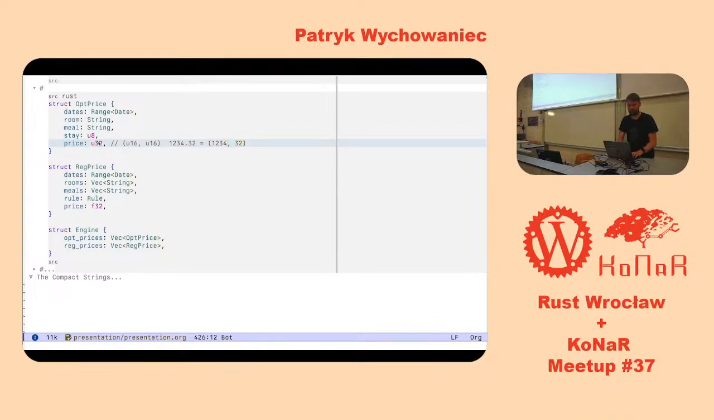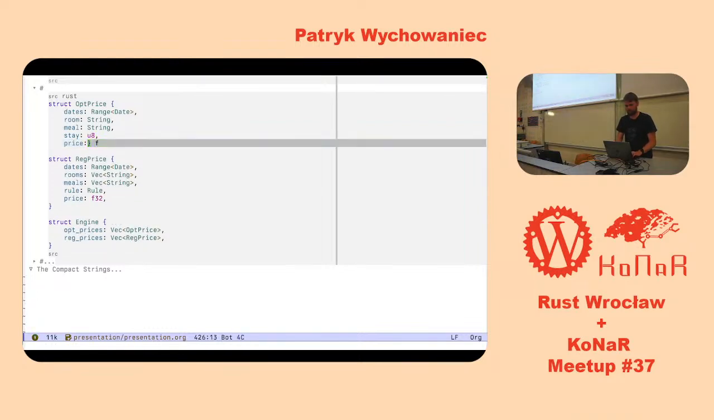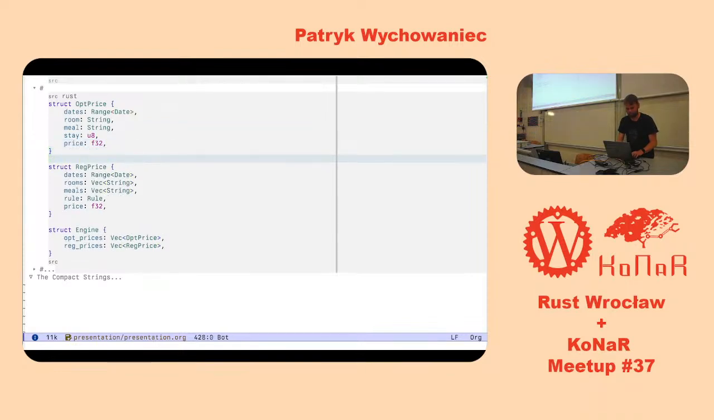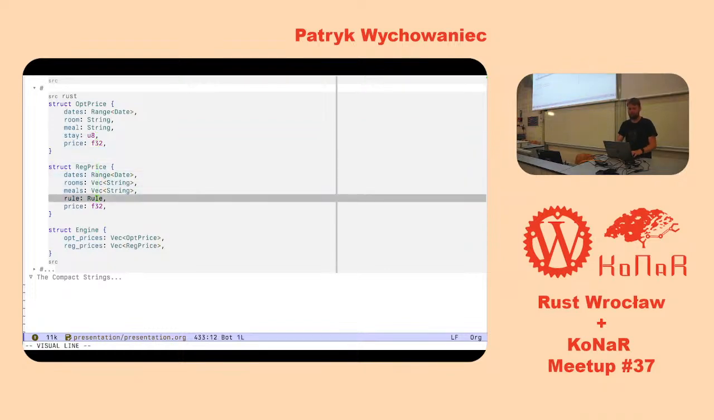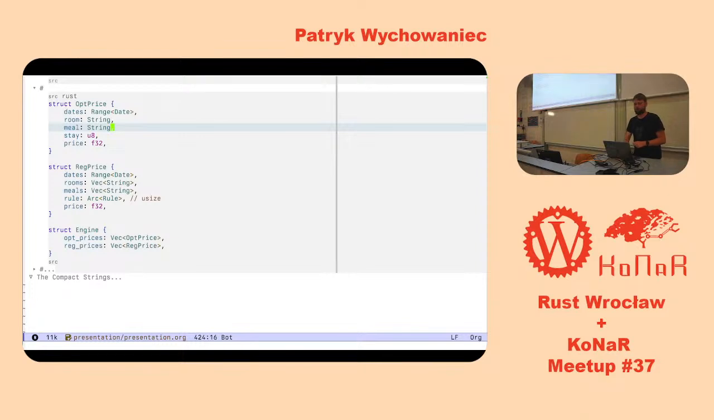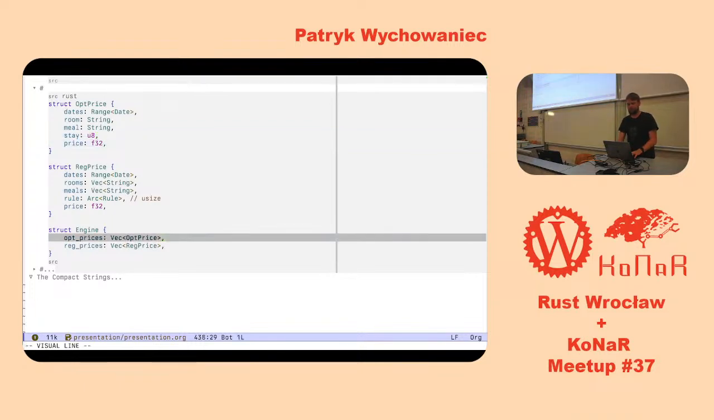But now that I mention it, it would not be worth doing it for float because this would be the same. So let's just say that we do it because the size is lower this way. And this way we keep the original code for the whole rule, using Arc or usize, and use this optimized layout for rules that are specific. In this case, this optimized price is one that has dates, uses one room, one specific meal, has the stay rule, and has some price. And this way you can store the optimized prices in a separate vector than the regular prices.